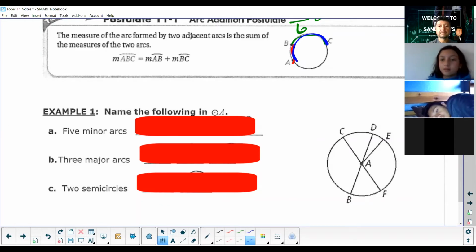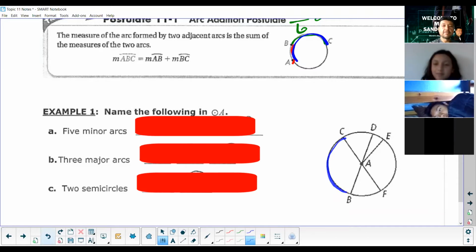D and B? CB? No. DB, because it's half of it. No, that's not a minor arc. Actually, that's a semicircle. Okay, all right, but let's name a minor arc. Give me another chance. CB. Yeah, CB is a minor arc. That's because it's less than 180, right?